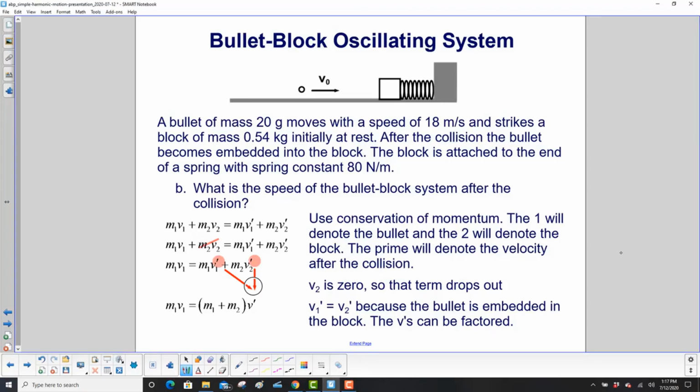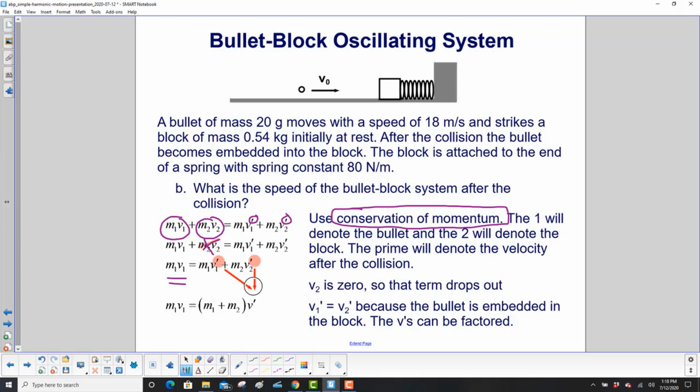What is the speed of the bullet block system after the collision? We cannot use conservation of energy here because we have a perfect inelastic collision and KE is not conserved. However, we can use conservation of momentum. The 1 represents the bullet. The subscript 2 is the block. And the primes give you the velocity after the collision. So the initial condition is the block's not moving. So m2v2 goes out. On the left side, we just have m1v1. Then on the right side, it's m1v1 prime plus m2v2 prime.